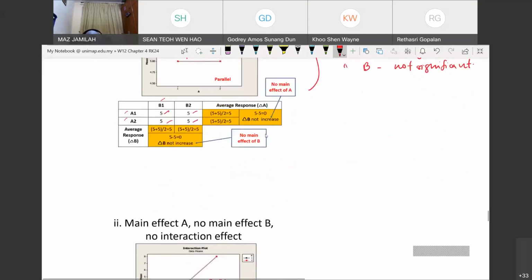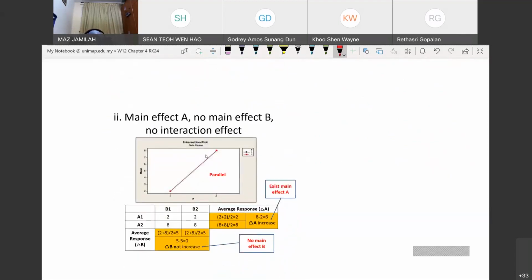Yes, doctor. Okay. Now, what if we have this particular form? We are talking about factor A, low and high, and factor B, low and high. But again, your factor B and factor A are on the same line. From this form, we will know that it is parallel. Parallel lines mean that it reflects no interaction. But what about the main effect of factor A and factor B? You can check.